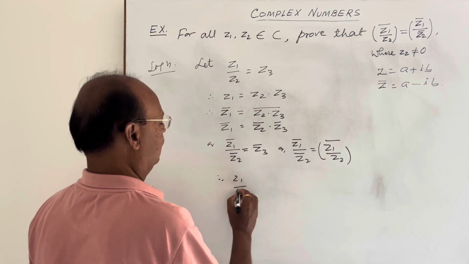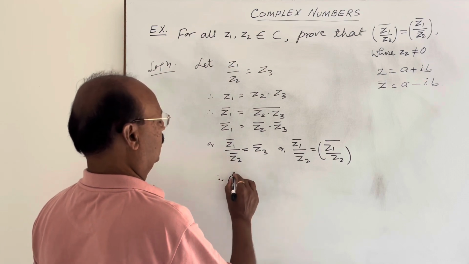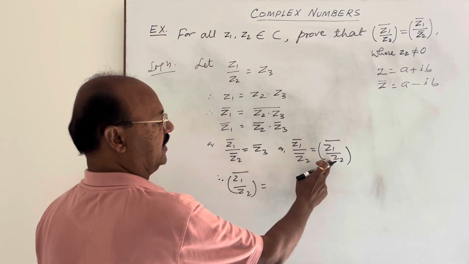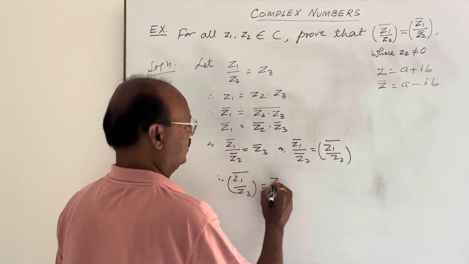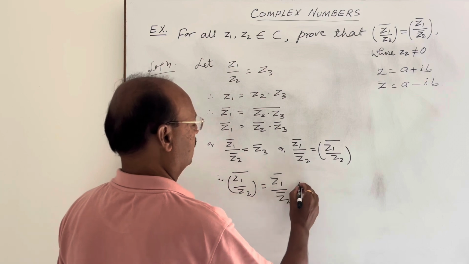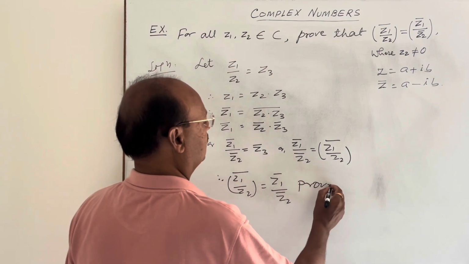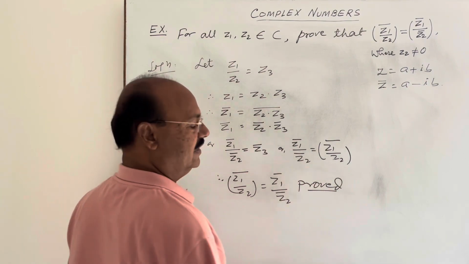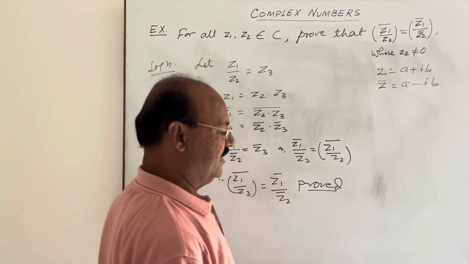Therefore (Z1 by Z2) whole bar, this right hand side I am writing first, is equal to Z1 bar upon Z2 bar. So the result has been proved. Very interesting, very simple. Hope you have understood it.